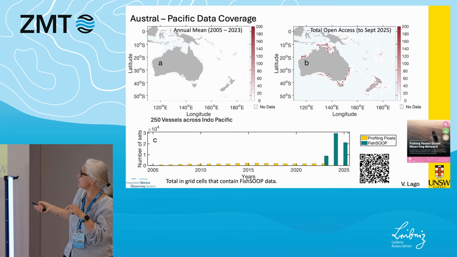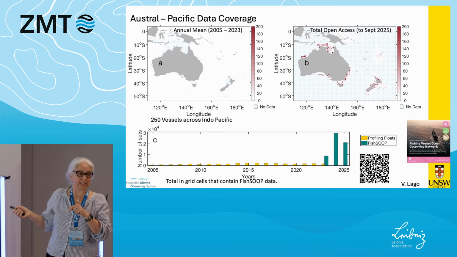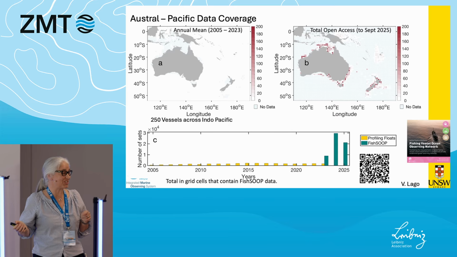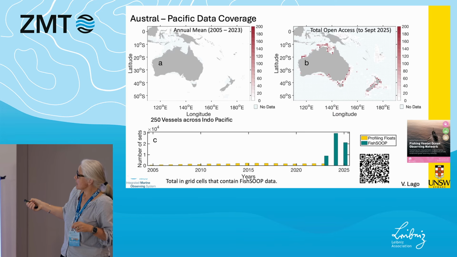The light's not great. Blue is no data, which is hard to see up in this region through the maritime continent. Indonesia, not many Argo floats up there because it's too shallow. Less than 10 is white. And just a little bit more than 10, you can see a couple of dots there.